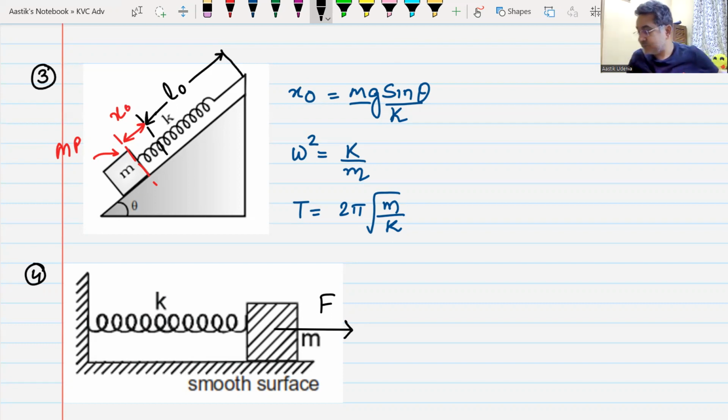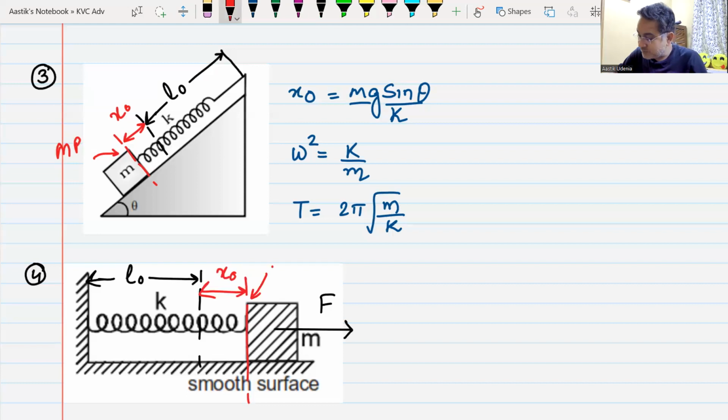It will be extended, sir. Well done. So now tell me what is the extension in the spring for this mean position. Where will the mean position be? We don't know, sir. x naught equals F by K.